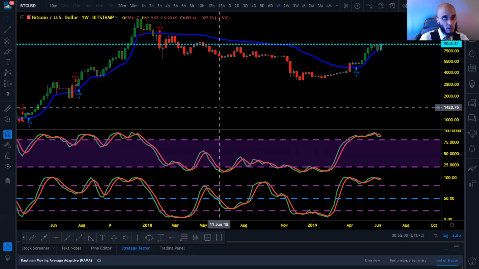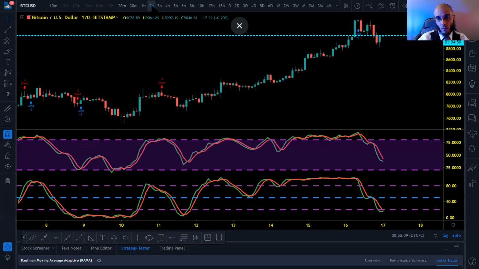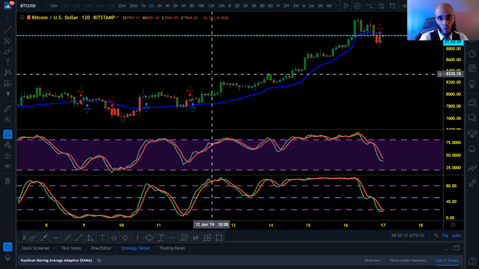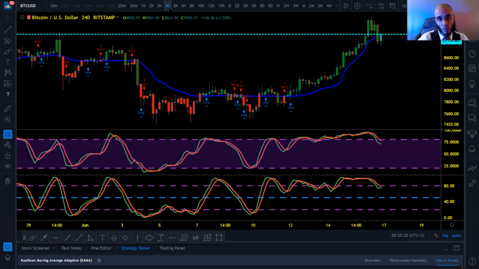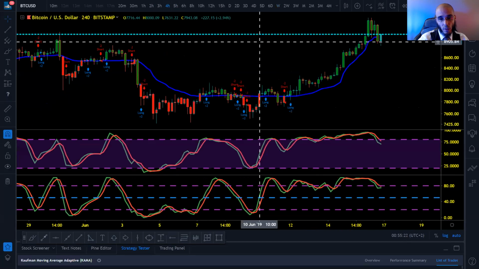This time we have the stochastic and Kaufman. So I expect Kaufman to be all positive, but maybe 2 hour isn't. No, the 2 hour is not positive. So 2 hour is negative. The 4 hour is positive, then the rest will be positive.